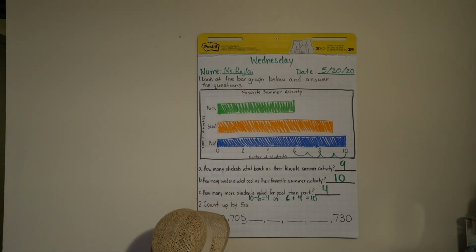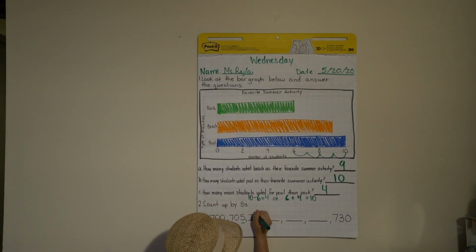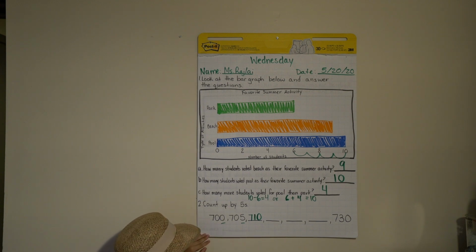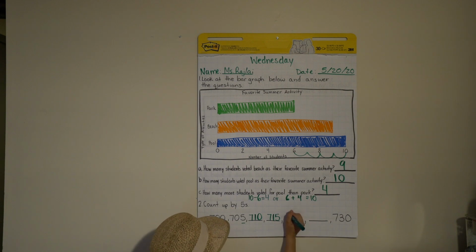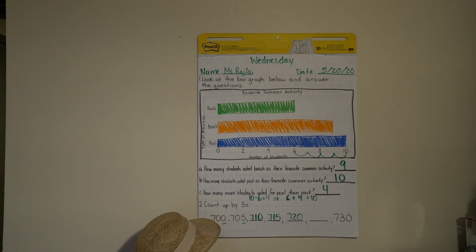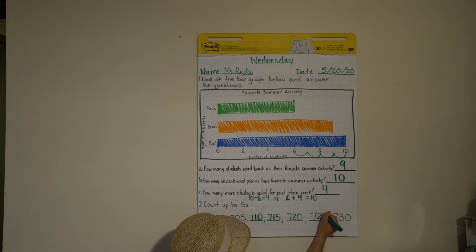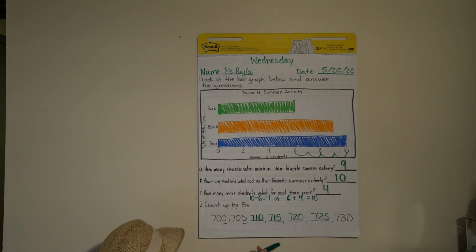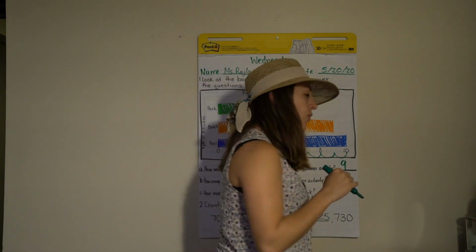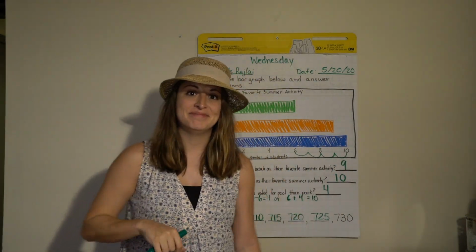Okay, 700, 705, 710, 715, 720, 725, 730. All right, so this is just like if you were to count by 5s. Starting over, you can also see another pattern. You see it here, 5, 10, 15, 20, 25, 30, okay? All right, let's get ready for our dance break.